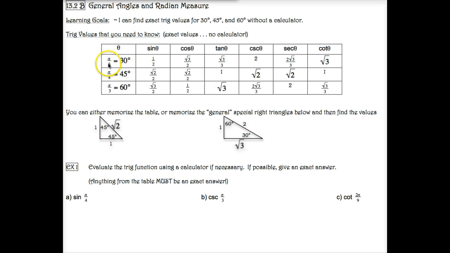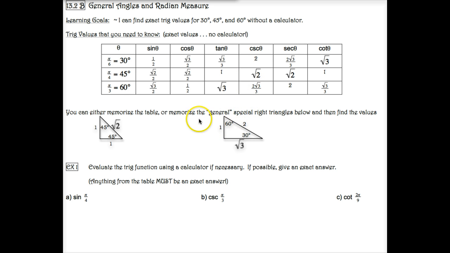So for 30 degrees, whose radian equivalent is pi over 6, for 45 degrees, whose radian equivalent is pi over 4, and 60 degrees, whose radian equivalent is pi over 3, we need to know their sine, cosine, tangent, cosecant, secant, and cotangent. Now, obviously, if you know the sine, cosine, and tangent well, you can create the other three by knowing that the cosecant is the reciprocal of sine. So here at the 30 degrees, we see the sine is 1/2. The reciprocal of that would be 2 over 1, which is what I have here for my cosecant.